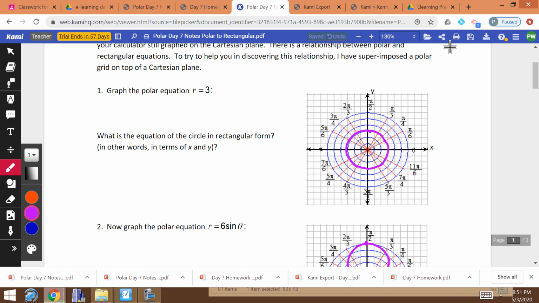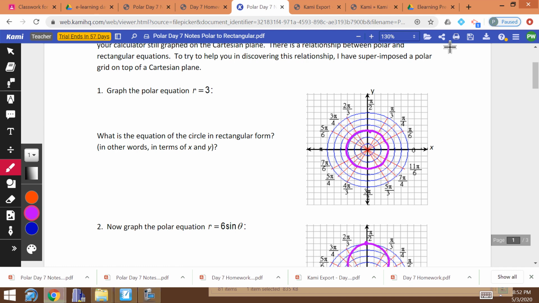So we graph the equation r equals 3, which is just a circle with a radius of 3 that in this case is centered around the pole. So we want to come up with the equation of the circle in rectangular form. This is actually something you probably did in geometry. You may not remember it, and that's okay, but you might have come up with some equations for circles in geometry.